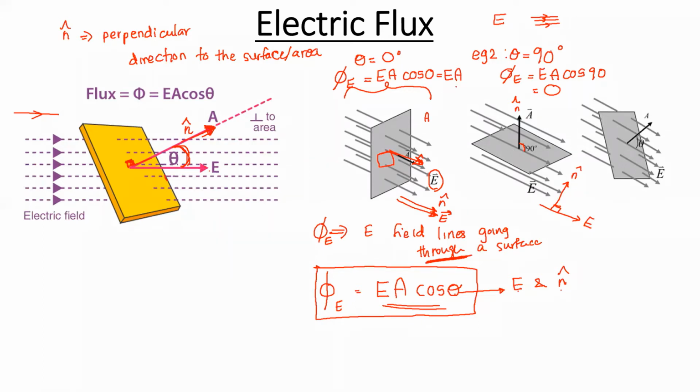So this is the maximum flux you can have, when the angle is 0. This is the minimum that you can have, right? No flux cutting through this. So if you have any other angle like this, here the angle between N and E is theta. So any other angle between 0 and 90 will have an electric flux between 0 and EA.